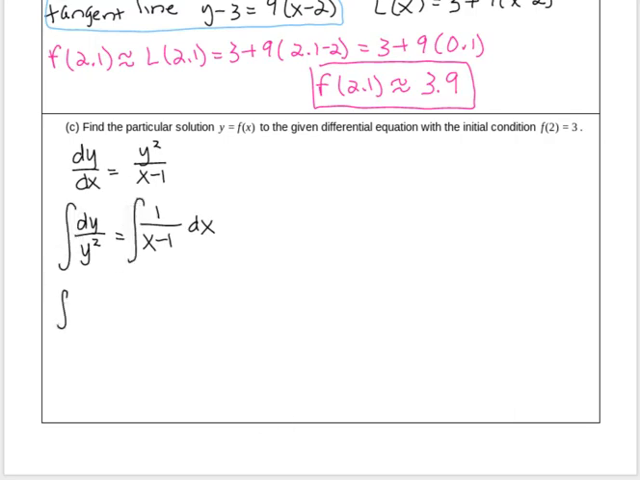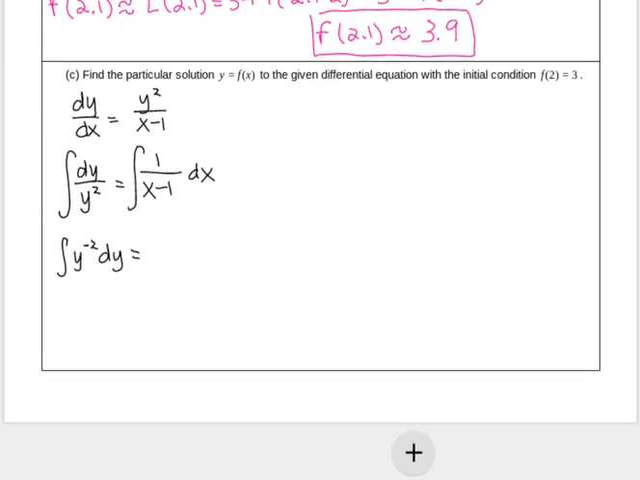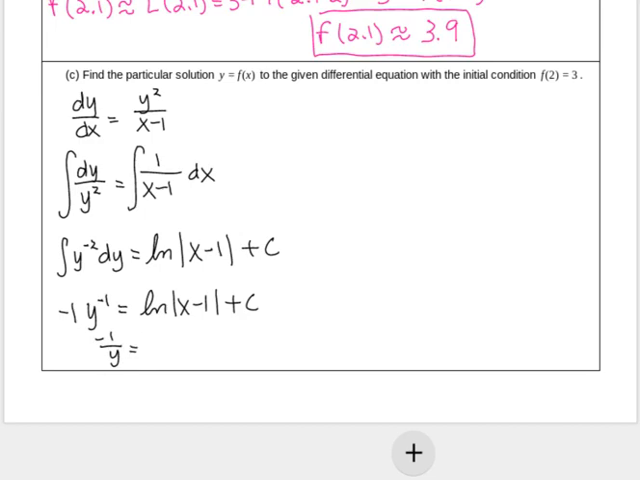Now on the left side here, we know that this is really y to the negative second dy. And on the right here, this is something you're going to have to recognize. It's 1 over a quantity that's to the power of 1, which means the antiderivative here is going to be the natural log of the absolute value of x minus 1 plus c. And on the left side, we're going to add 1 to the exponent, multiply by a negative 1 to take care of that chain rule. And so it's really negative 1 over y equals the natural log of the absolute value of x minus 1 plus c. And now we can go ahead and plug in our initial condition to solve for c.